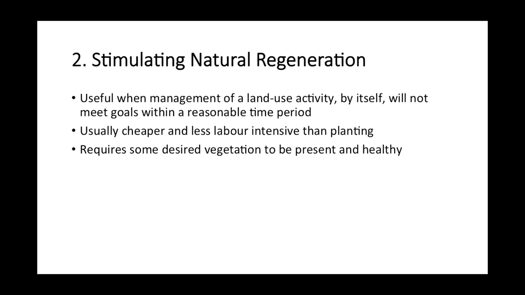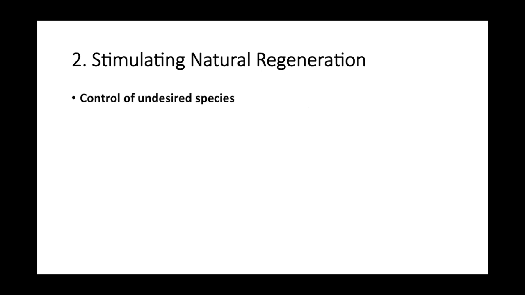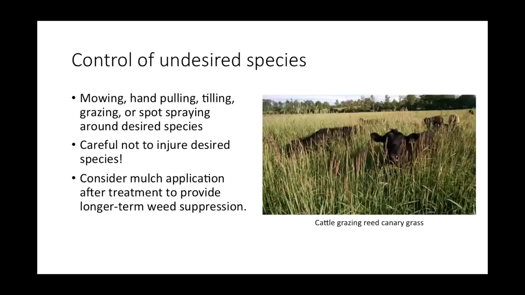There are a few different ones you can try. I just want to highlight one: the control of undesired species. So basically weeding out species that you don't want, to release the species that you do want from their competition. Mowing, hand pulling, tilling, grazing, and spot spraying around desired species are all strategies that you can use.